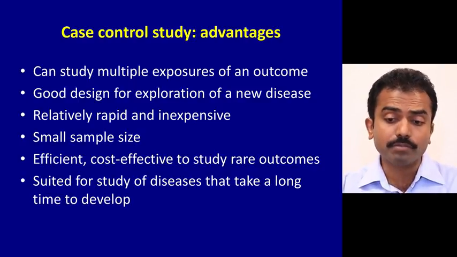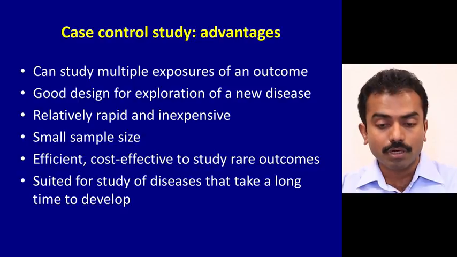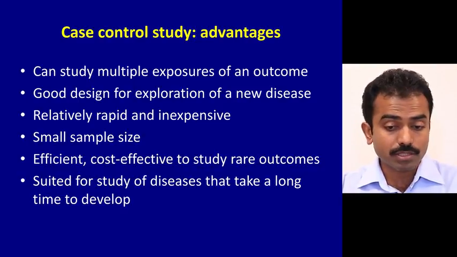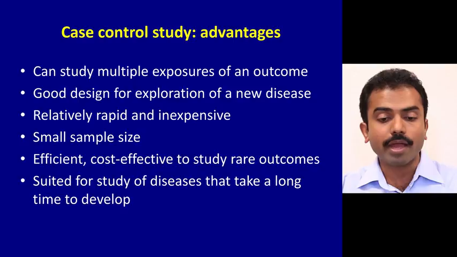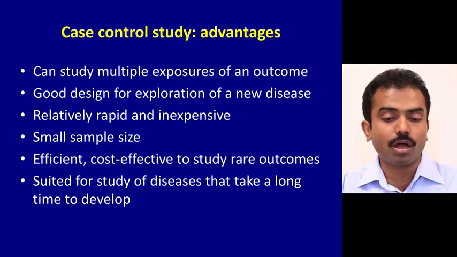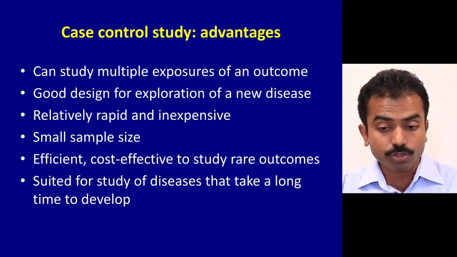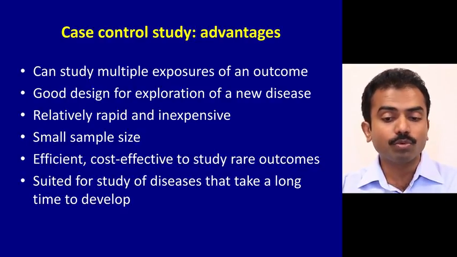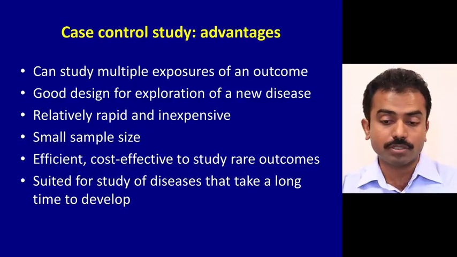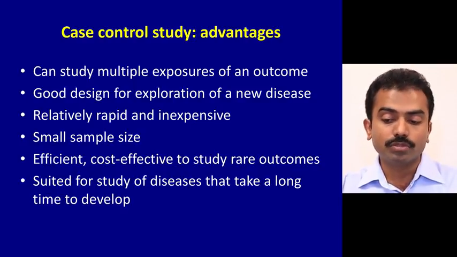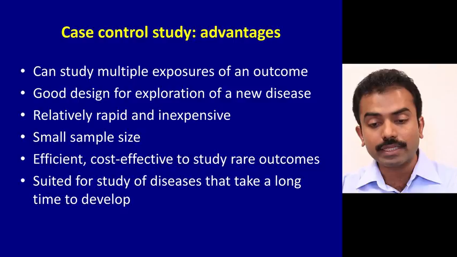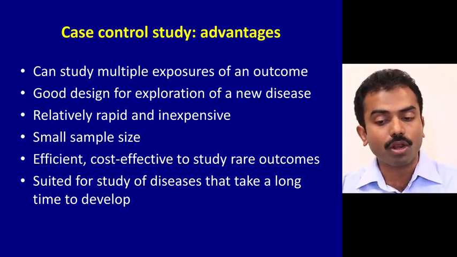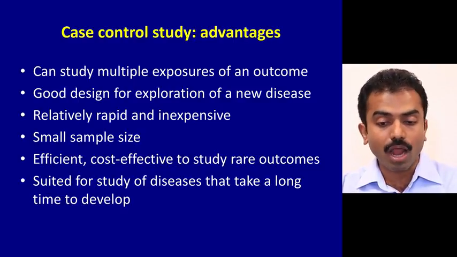It's relatively rapid because the outcomes have happened and the sample sizes are usually very small, so it can be done at lesser cost. It's efficient, a cost effective study, especially when the outcomes are rare. You want to go for a case control study, because if the outcomes are rare and you want to do an incident study or a cohort study, it's going to take a long time and requires a large number of people in the study design and makes it very, very expensive.